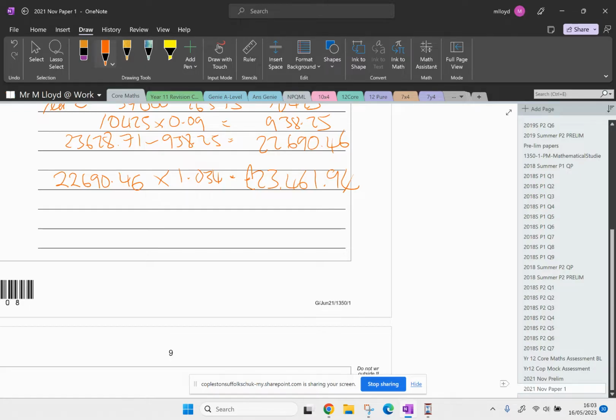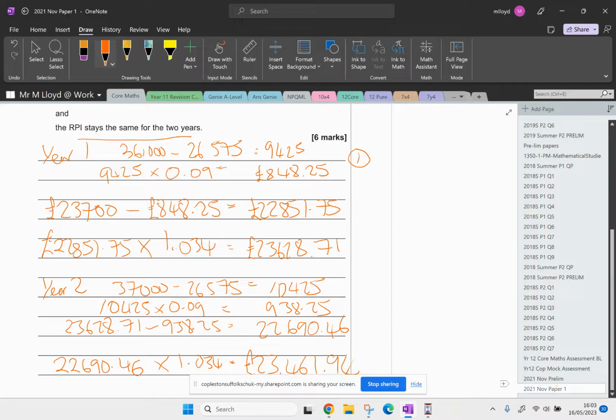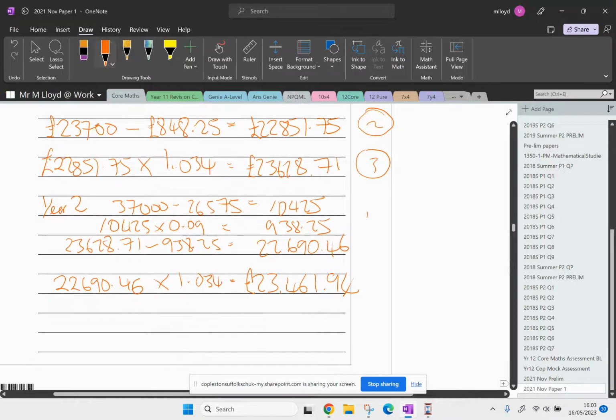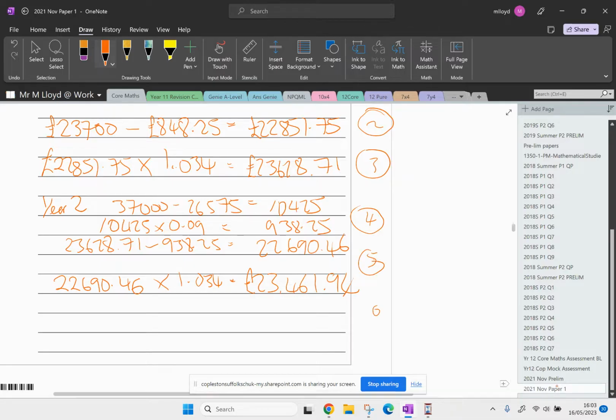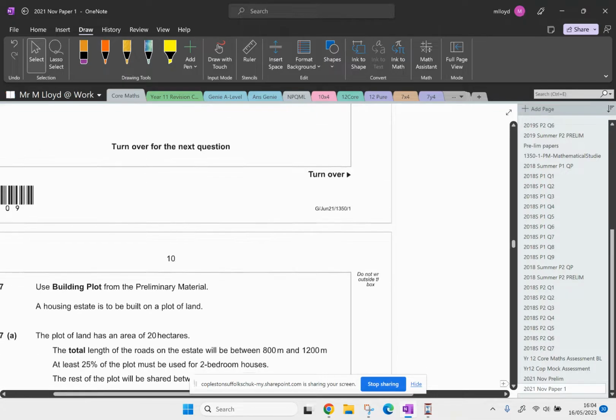That's a bit of work for 6 marks. This first bit up here is where we get the 1 mark from. A lot of working for that 1 mark. Then deducting it is mark number 2. Mark number 3 is then multiplying by 0.09 for the next. No, it's not. I'll multiply it by the interest rate. Yep, that's the 3rd mark. 4th mark, repeating that process. And then 5th mark for multiplying there. And then 6th mark for the accuracy mark for the answer. So that is the 6 marks.